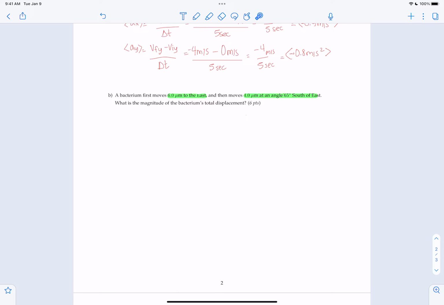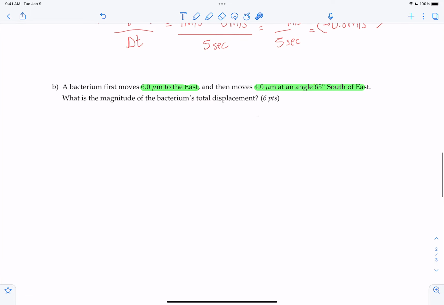to part B. So part B is a bacterium first moves 6 micrometers to the east and then moves 4 micrometers at an angle 65 degrees south of east. Now it's asking us what is the magnitude of the bacterium's total displacement, right? So we have an x component, 6 micrometers to the east. And then this is going to be a combination of an x and y component, because it's 4 micrometers at an angle 65 degrees south of east. So we need to figure out the magnitude of the bacterium's total displacement.